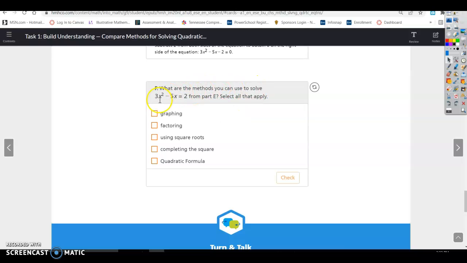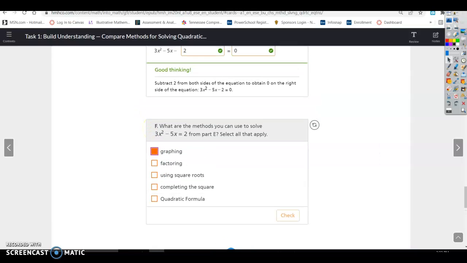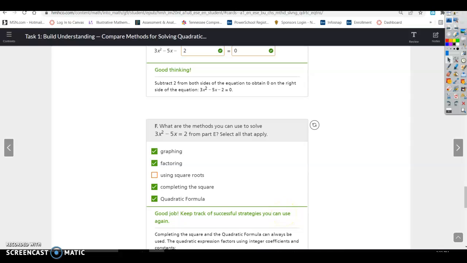What are the methods you can use to solve? From part E, select all that apply. So you could use graphing. You could, can we use factoring? 3 times 2 is negative 6. I had to get negative 5. I believe that will factor. It has a middle term, so not square roots. Completing the square and quadratic formula we can use.